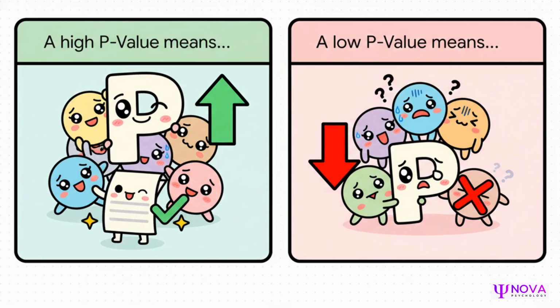You have to kind of flip your brain for this one. A high p-value means a high percentage of people got it right, which means the item was easy. And a low p-value means very few people got it right, which means the item was hard. So just burn this into your memory. High p means easy, low p means hard. It's totally counterintuitive, but it's absolutely crucial.